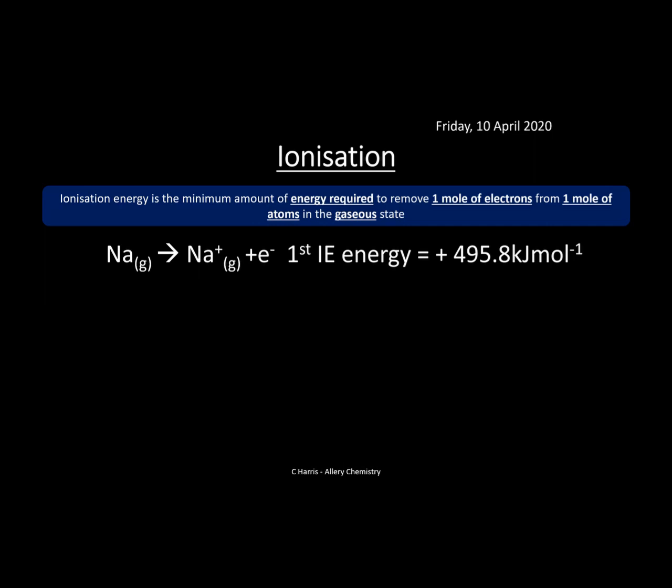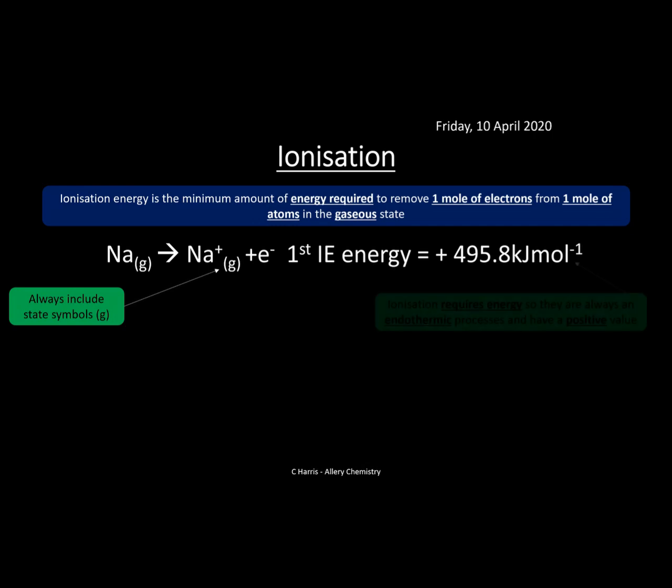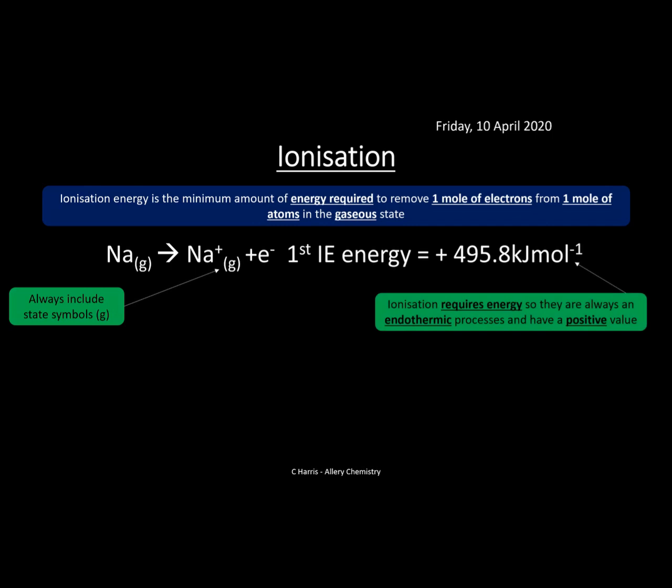The amount of energy it takes to remove an electron from sodium is 495.8 kilojoules per mole. So that's how much energy is required to remove that electron from sodium. Remember, it's got one electron in its outer shell. So always include state symbols. You'll see this a lot at A level. You might have seen little bits of it at GCSE, but this is a lot more common at A level. So always include state symbols. It's always in the gaseous state.